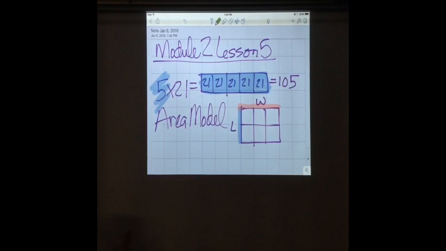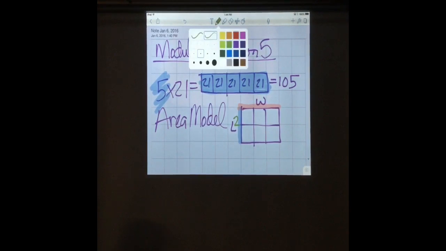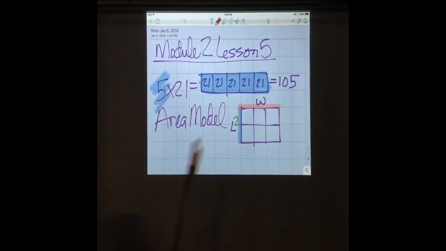How many boxes do I have going up the length way? 2. I've got 2, so I can put a 2 here, okay? And how many boxes do I have the width or the wide way? 3. We have 3, right? Because we have 1, 2, 3 boxes going wide, or width. So let me get rid of those numbers. You can watch this again if you're drawing.